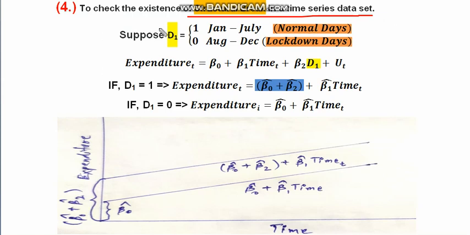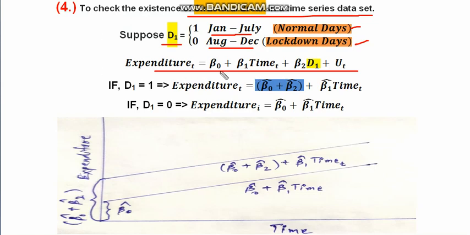Well, suppose we consider two different time periods again. Suppose from the month of January to July, we take it to be the normal days, and from August to the month of December, we consider it to be the lockdown days. So based on these two different attributes, we can make use of these dummy variables to check whether there is any difference over a period of time in our intercept as well as the slope.